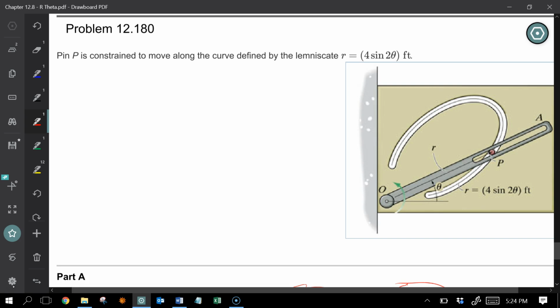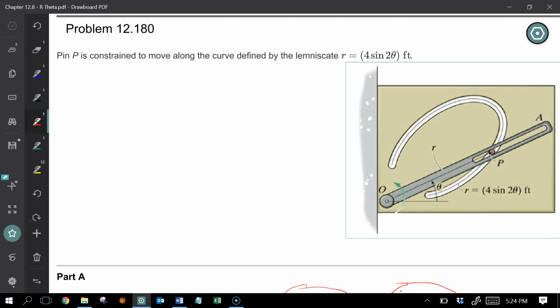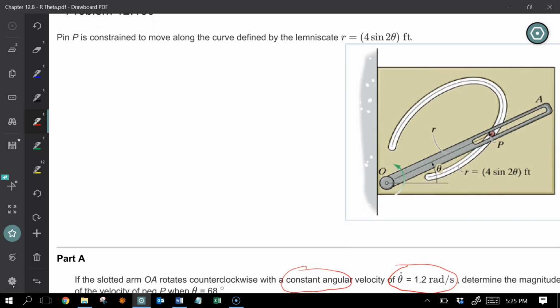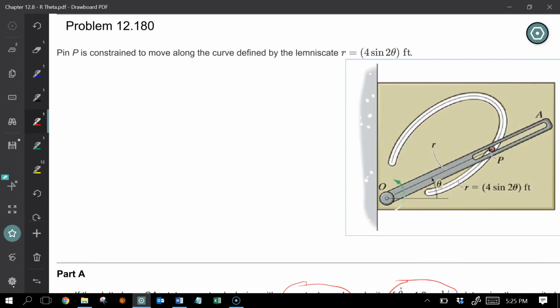What you want to do is ask, is this a tangent normal? Well, it's not, but you know the path, so that's good. But are you given speeds? No, you're not given speeds, you're given angle dots. So rule out tangent normal. And so in this case, it's r and theta.